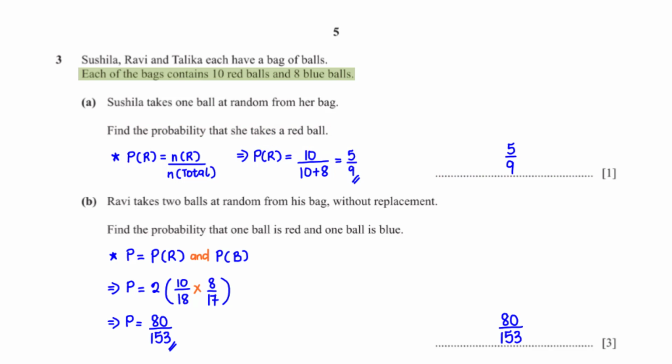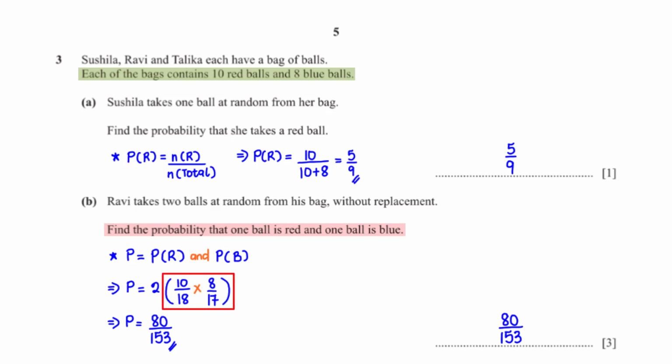Ravi takes 2 balls at random from his bag without replacement. Find the probability that one ball is red and one ball is blue. The probability that the first ball is red is equal to the number of red balls in his bag, which is 10, divided by the total number of balls, which is 18. After he picks the red ball, the number of balls in the bag is reduced by 1. So the probability that the second ball he picks is blue is equal to the number of blue balls, which is 8, divided by the total number of balls, which is 17.